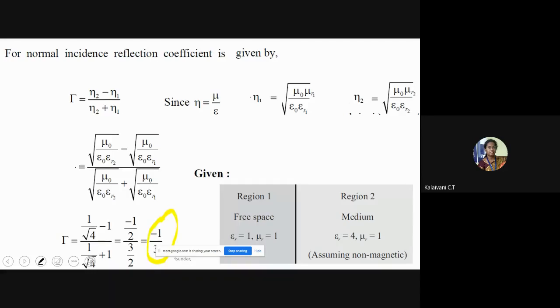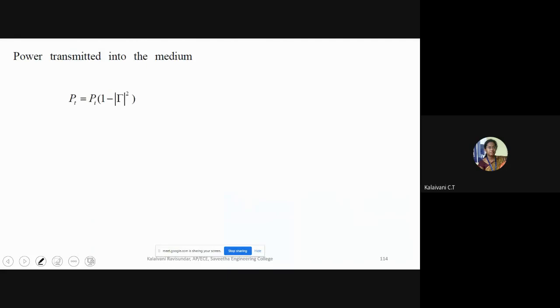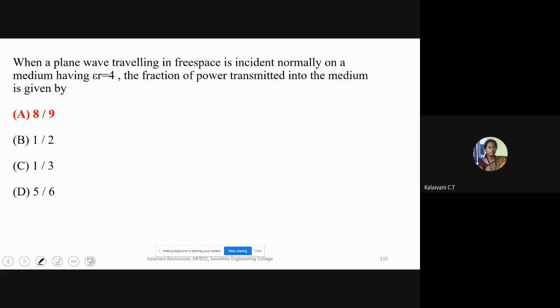Eta is equal to minus 1 by 3. Now we have the equation Pt by Pi is equal to 1 minus the reflection coefficient, the whole square. Now we found that as minus 1 by 3. So minus 1 by 3 the whole square will be equal to 1 by 9. So Pt by Pi will be equal to 1 minus 1 by 9. So the answer will be equal to 8 by 9. Answer is 8 by 9.